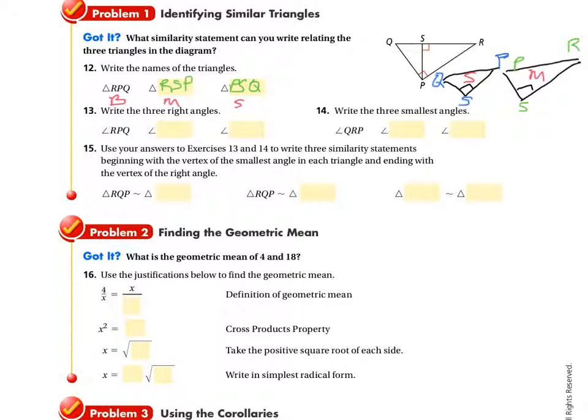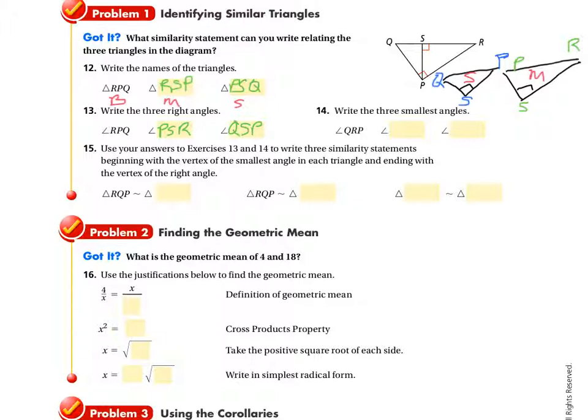And then they want you to write the three right angles. Well, on the medium triangle, the right angle is S, so that must be PSR, so angle PSR. And on the small triangle, the right angle is S again, so that must be QSP. Angles are named with three letters.